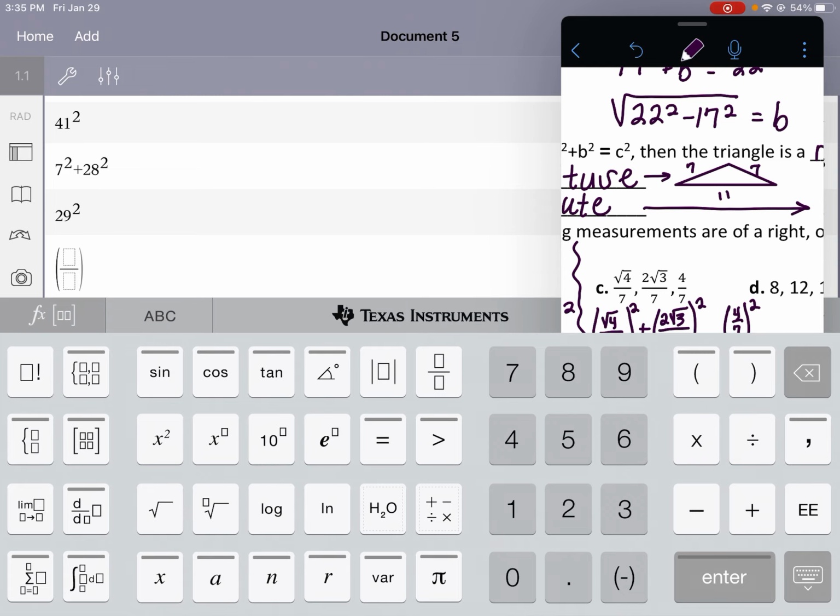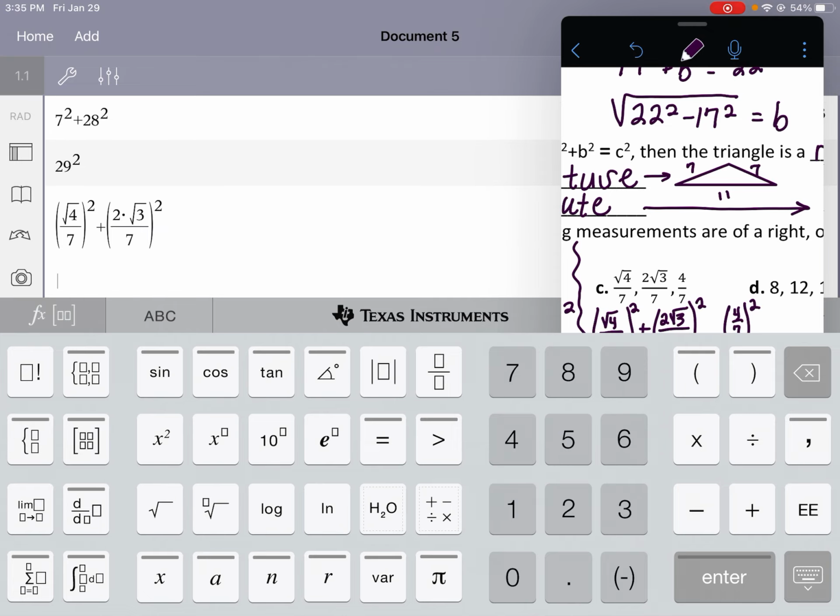We're going to hit the fraction button, which is to the left of the 7. And then we got the square root of 4, square root of 4 over 7. And that is to the second power plus parentheses, fraction button. You can just press 2, the square root button, and 3. And then, of course, that's going to go over 7. Click outside of the parentheses, raise it to the second power, hit enter, and that's how you can do that.